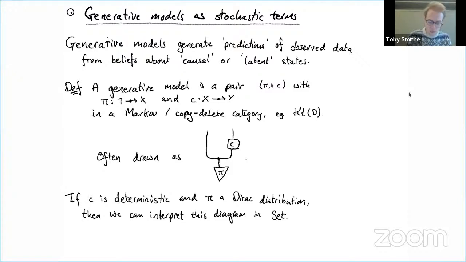It's a pair of two things, something pi and something c, where pi is a state. I've written the dot on the arrow to say that this is an arrow in a Markov category or a copy-delete category, like the equalizer category of some probability monad. So this pi is a state or a probability distribution on X, and C is often known as a Markov kernel or a stochastic channel.